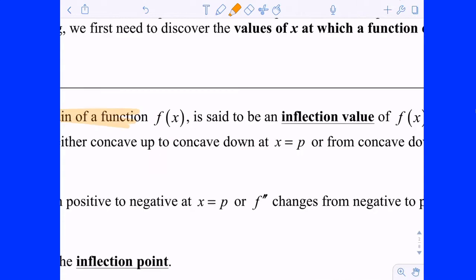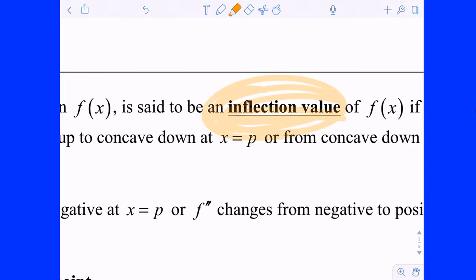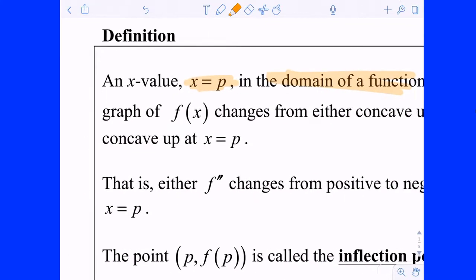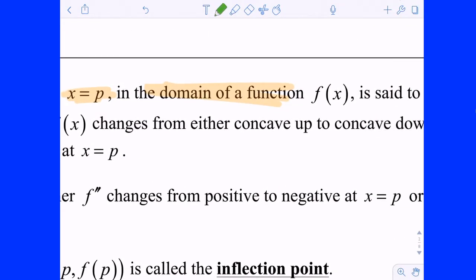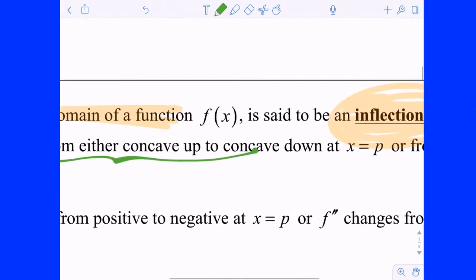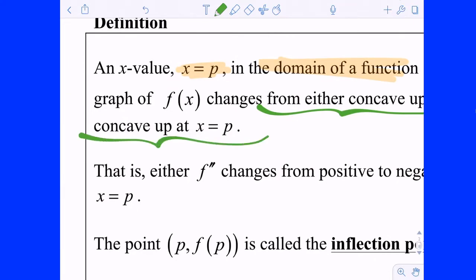f is said to be an inflection value of the function f of x if the graph of f of x changes from either concave up to concave down, or vice versa, from concave down to concave up. So that's it. As long as the function is defined there, and the graph goes from concave up to concave down, or concave down to concave up, it will be an inflection value. That is, now here's the important part.